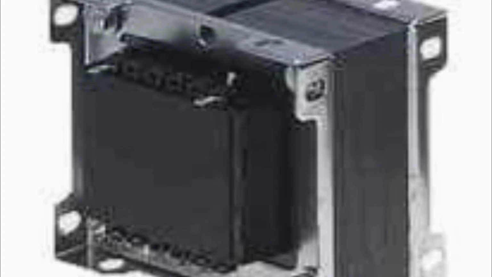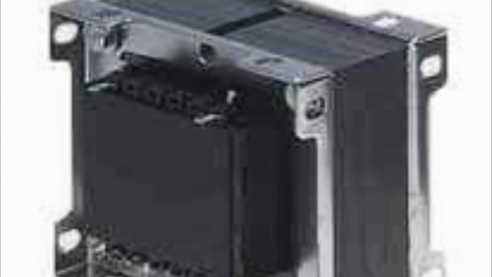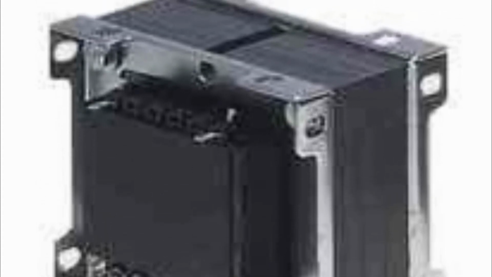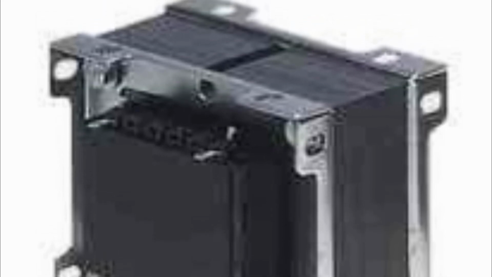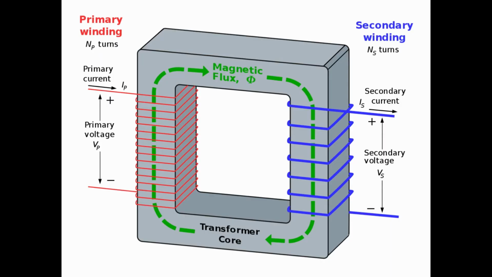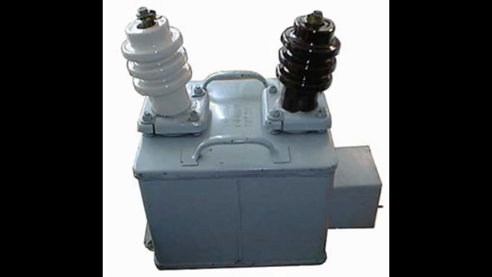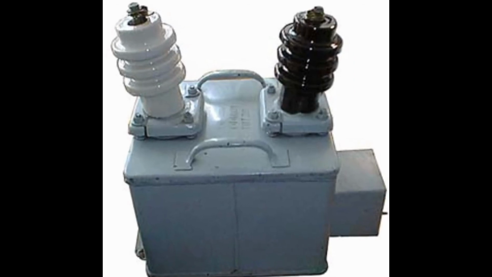A transformer operates on the principles of electromagnetic induction, in the form of mutual induction. Mutual induction is the process by which a coil of wire magnetically induces a voltage into another coil located in close proximity to it. Then we can say that transformers work in the magnetic domain, and transformers get their name from the fact that they transform one voltage or current level into another.